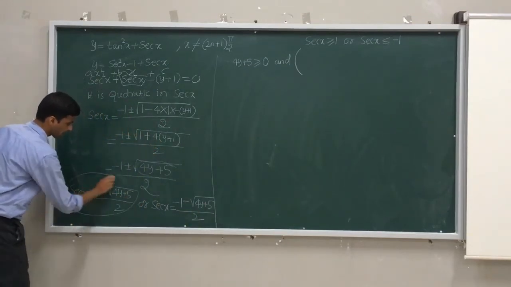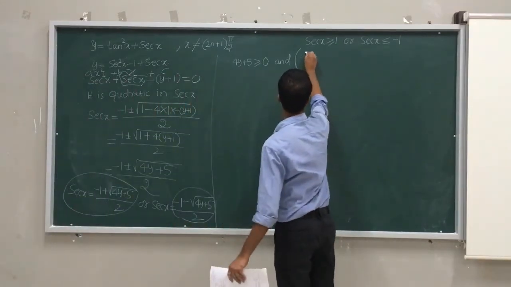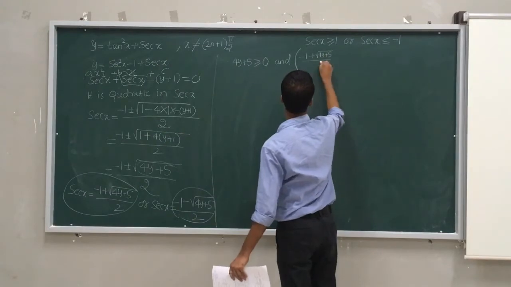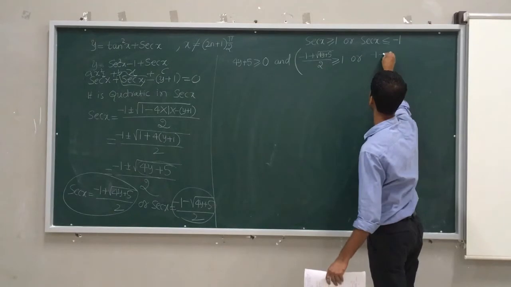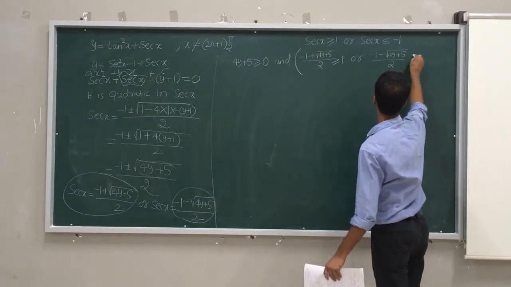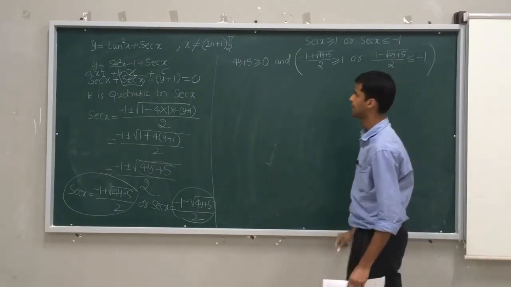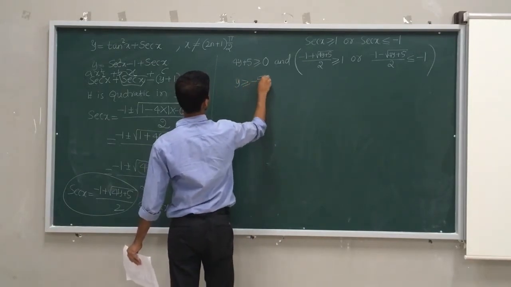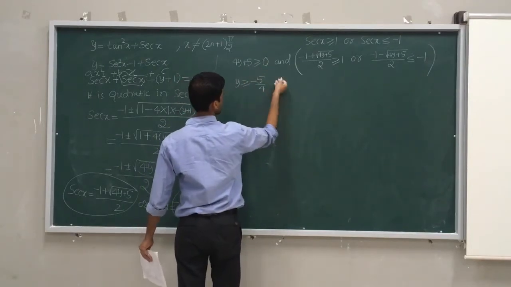Obviously this quantity is more than 1. This quantity is less than 1. Therefore I will write (minus 1 plus root of 4y plus 5) by 2 greater than or equal to 1, or sec x has one more value: (minus 1 minus root of 4y plus 5) by 2 less than or equal to minus 1. Because of this negative value, obviously it will go. Therefore I will take y greater than or equal to minus 5 by 4, right? Because 4y is greater than minus 4, y is greater than minus 5 by 4.